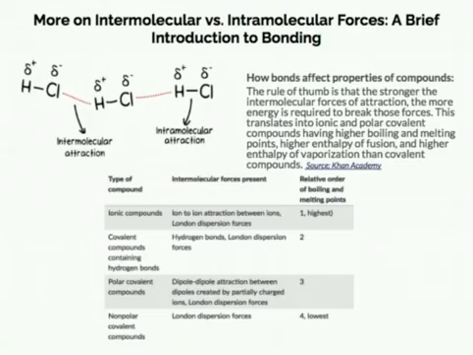Again, those last few slides are just some details of bonding, extra information. You don't need to worry about memorizing this. Just understand the main two types of bonds for this course are ionic and covalent.